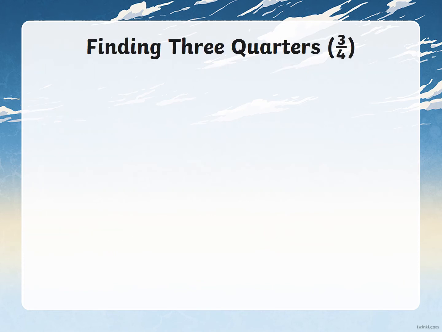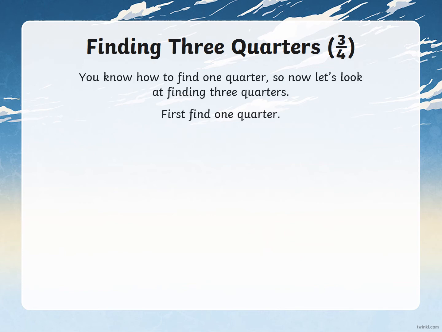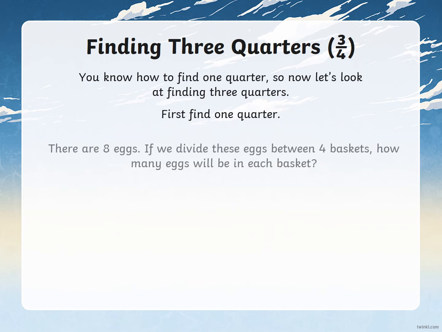So now we're going to be looking at finding 3/4. Now, remember what I said at the beginning? You have to find 1/4 first. So it says there are 8 eggs. If we divide these eggs between 4 baskets, how many eggs will be in each basket? You can see 8 divided by 4 would be 2. So a quarter of 8 would be 2.